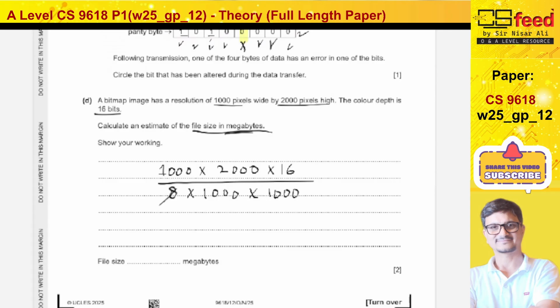All right. So 8. This is what I say to my students: I advise you all to do the division first. So 8, and this is 1 and this is 2. This 1000 divides this. This 1000 divides this. So basically we are left with 4. So the answer is 4 megabytes.